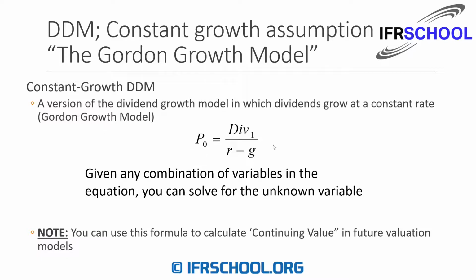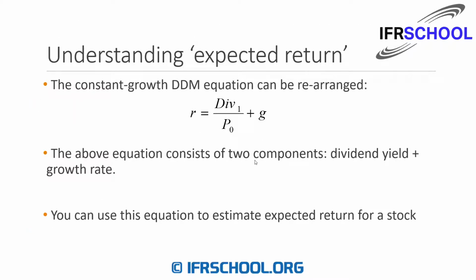If we rearrange this equation and make R, the expected rate of return, the subject of the equation, we can see that the expected rate of return equals the dividend per share divided by the initial price of the share plus the growth rate. Or in other words, the expected rate of return equals the dividend yield plus the growth rate. We could use this equation to estimate the expected return for a stock.